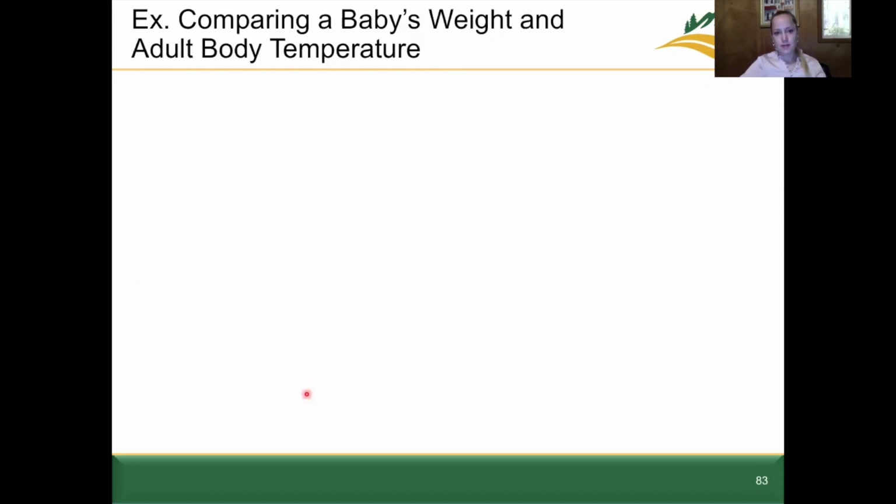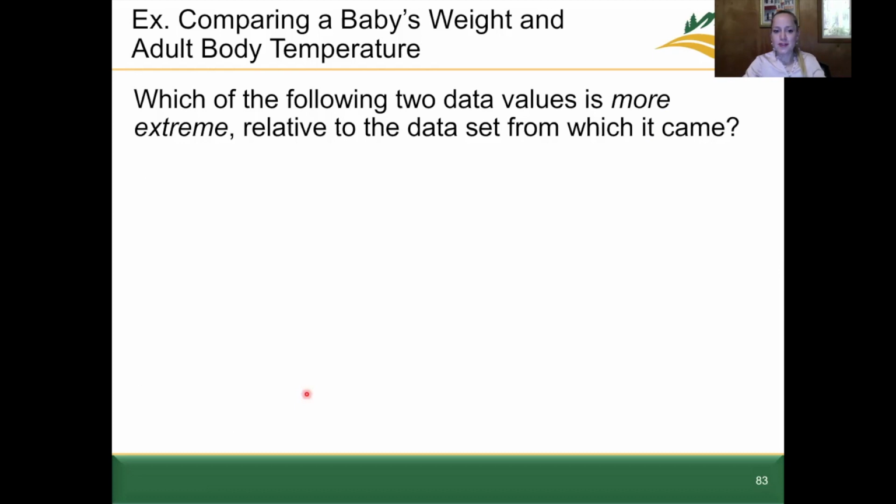Let's talk through an example now. So we're going to compare a baby's weight and adult body temperature. Now for an example of determining z-scores and interpreting z-scores, let's ask, which of the following two data values is more extreme relative to the data set from which it came? Okay, so these are the sorts of questions we ask when we want to determine a z-score.